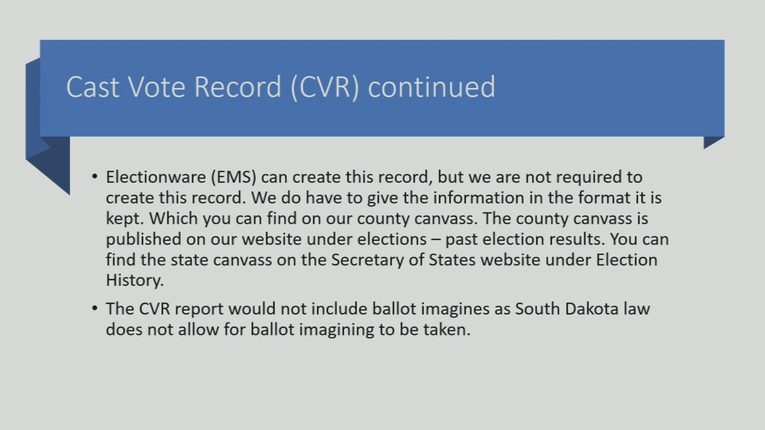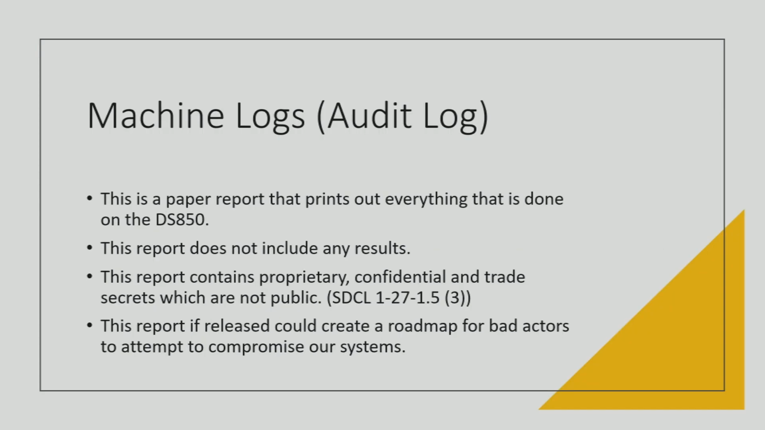We do have to give the information in the format it is kept, which we can find on our county canvas. The county canvas is published on our website under elections, past election results. You can find the state canvas on the Secretary of State's website under election history. The CVR report would not include ballot images, as South Dakota law does not allow ballot imaging to be taken. The machine logs is the other one that we've got a lot of public records requests on.